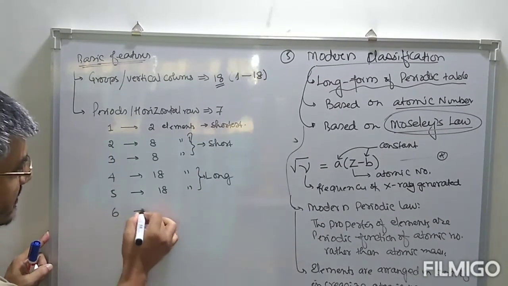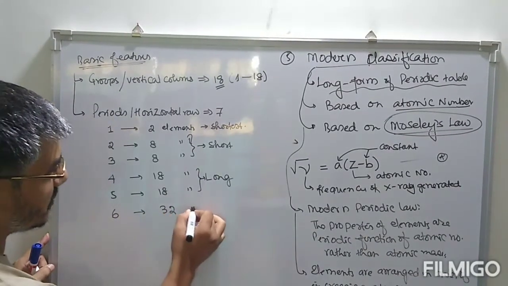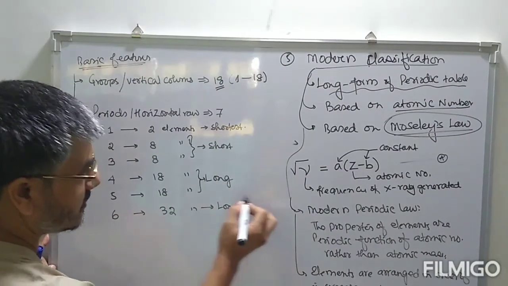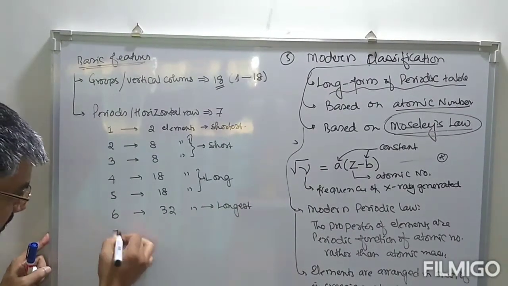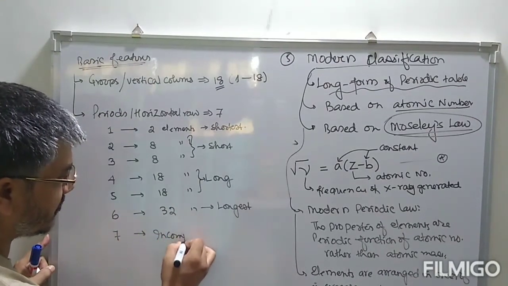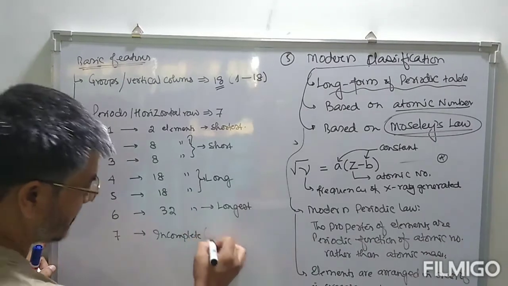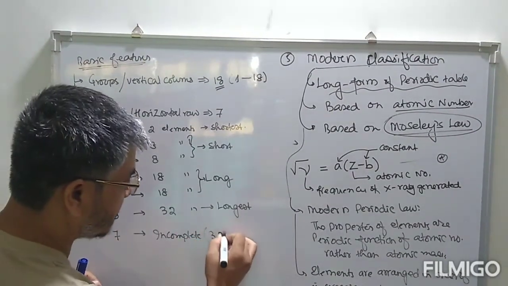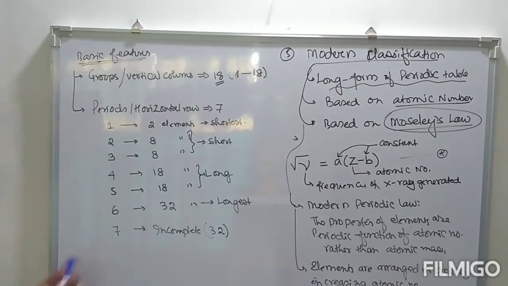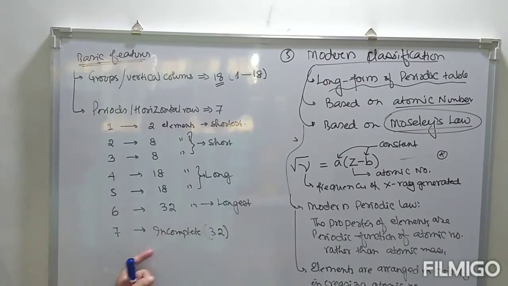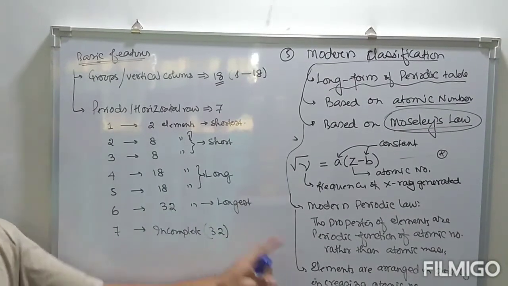Then we have the sixth period, which contains 32 elements, that is the longest. The seventh period is incomplete, meaning many more elements are yet to be discovered, but as per electronic configuration, it must also contain 32 elements. The seventh is still incomplete, but if it is complete, then it will also contain 32 elements.